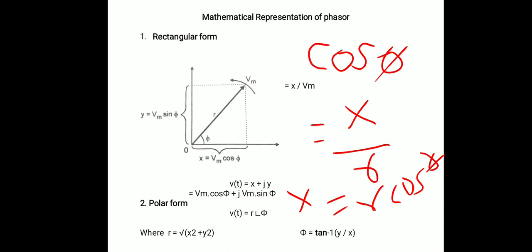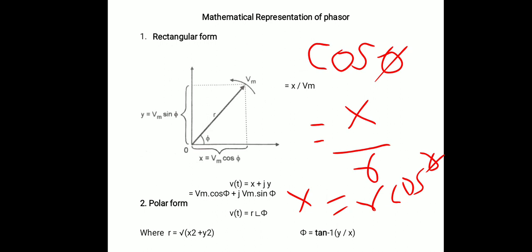In the same manner, we can apply the formula for sin theta. So what is sin theta? Sin theta is the ratio of the front side of the angle divided by the diagonal. So the front side is y, and y divided by r is sin theta, so y is equal to Vm sin of theta. So the value of x is Vm cos of theta, and the value of y is Vm sin of theta.